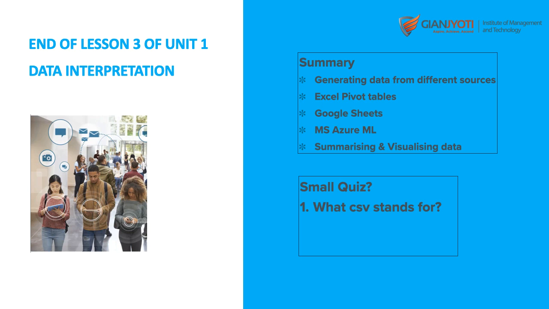Number 1 is, what does CSV stand for? Question number 2 is, what does API stand for? Question number 3, what does SQL stand for? Hopefully you have written the answers, because I could see you are very much interested in knowing about the models and the tools. So the correct answers: CSV is comma separated values, API stands for application programming interface, and SQL stands for structured query language.